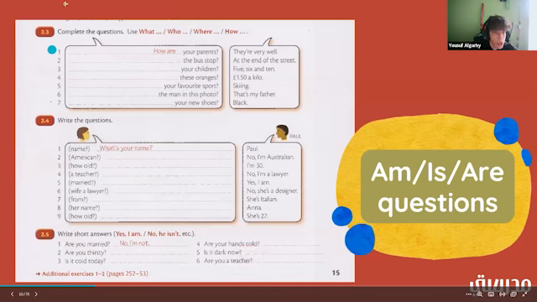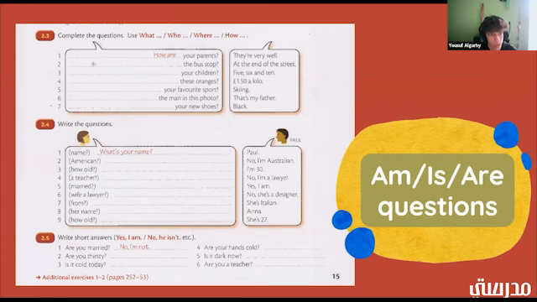Here we're going to complete the questions. All right. So we're going to use what, who, where, and how. Okay. So number 2, "blank the bus stop." What could we do for that one? It's asking a question. Where is the bus stop? Good. Then it says at the end of the street.